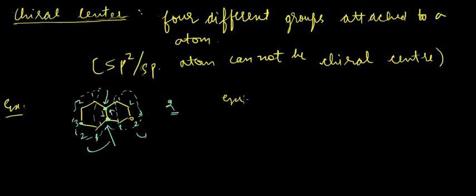So let's have a look at this. And why is oxygen not a chiral center here? Because oxygen, if you see clearly, it has two lone pairs, so two same groups, hence it will not be the chiral center. So in this compound you have to identify the chiral center.